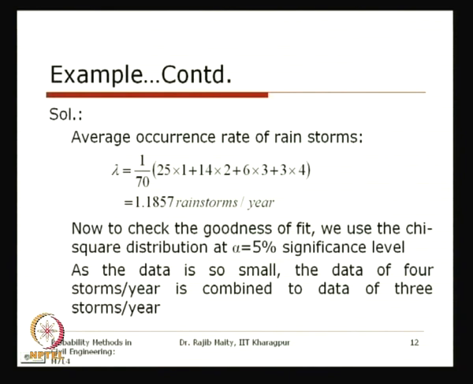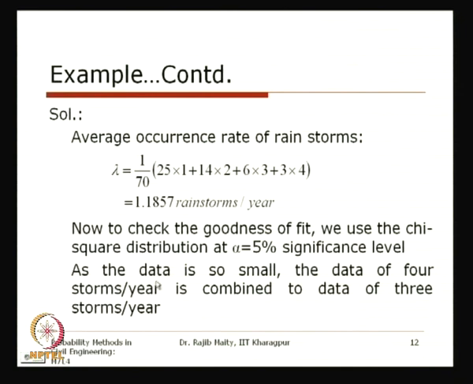So the degrees of freedom, as we said, would be k minus 1, but here we have already estimated one parameter. So now the degrees of freedom will be k minus 2. Now, to check the goodness of fit, we use the chi-square distribution at alpha equal to 5% significance level.